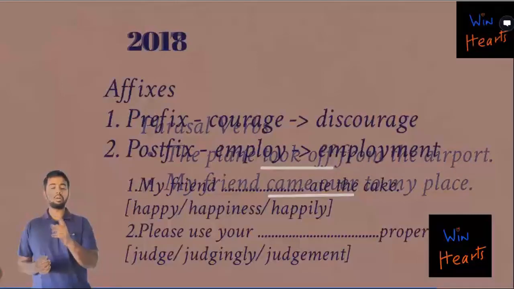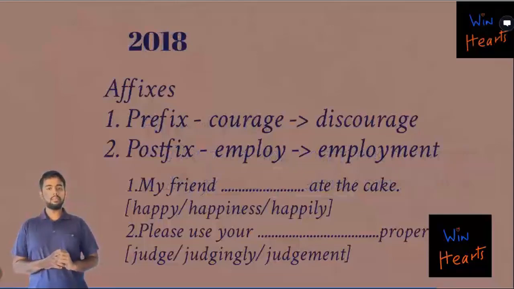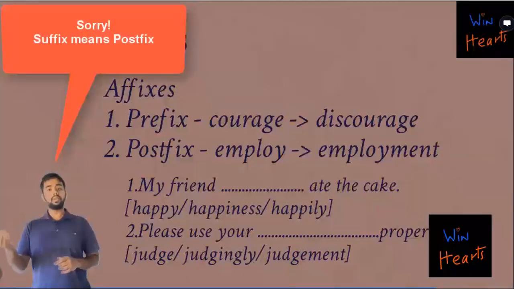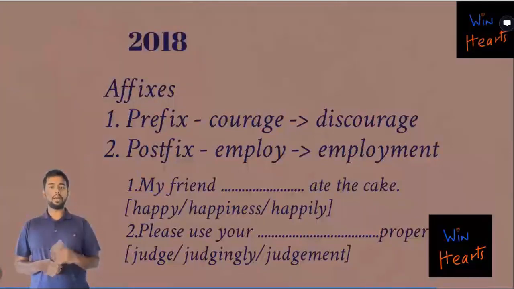2018 tested your knowledge in affixes. You know that affixes can be divided into two as prefix and postfix. For example, employment, if you add the two letters UN, it becomes unemployment. This addition of a word, or it can be letters before a particular word, is known as prefix. And then, if the word that is given to you is employ and you add M-E-N-T, it becomes employment. So, adding a particular word such as M-E-N-T or letters after the given word is known as postfix. Right, let us take an example.